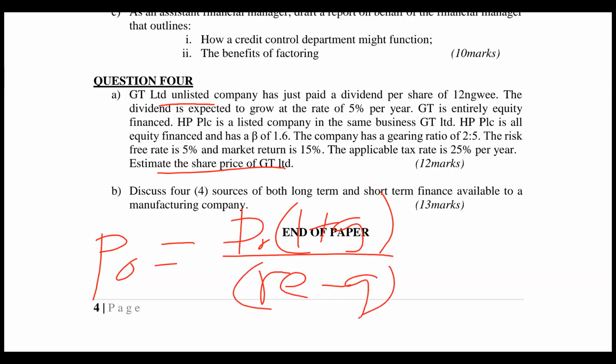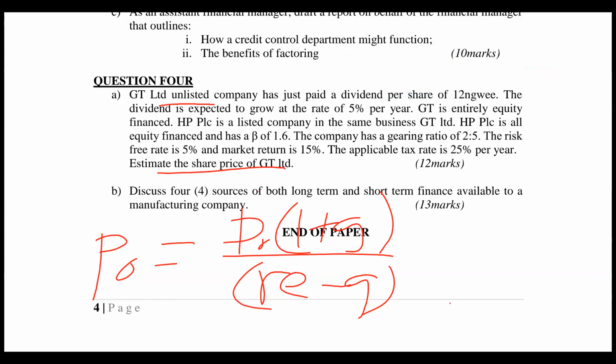This is still the same thing. It is still the same as the formula where cost of equity is equal to D1 over P naught plus G. Still the same formula. They're just trying to manipulate this formula. So now, look at the components that we need. We are looking for the share price. What do we need?